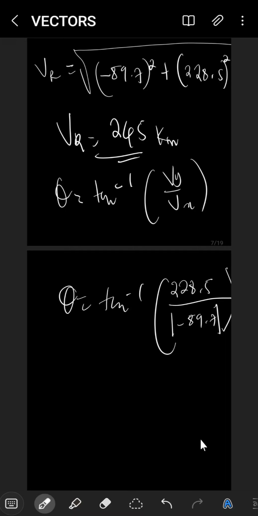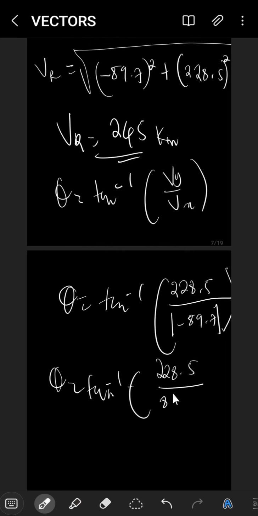So if you have a negative on your x, according to the previous video, we learned that it is coming from the negative x-axis. So we won't consider this angle as the actual direction we are going with. Basically, that negative is going to cancel out, and we will remain with 228.5 over 89.7. Okay, so we can find the angle.